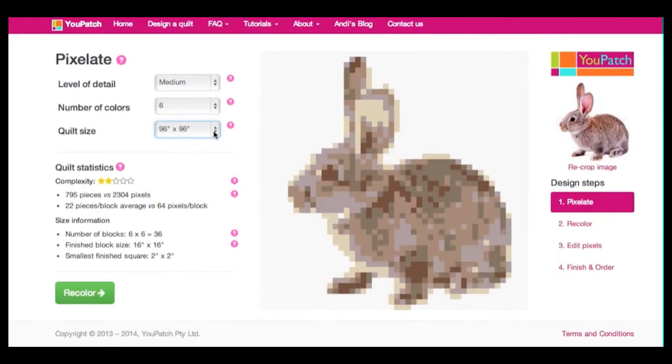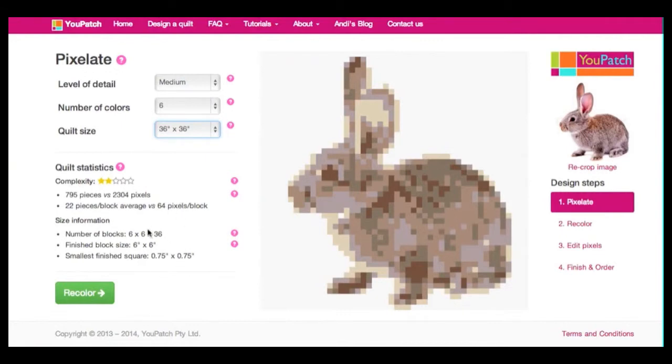But what will also change on this page when you change your quilt size is the size information down here. So at 72 inches squared you end up with 36 blocks at 12 inches squared, and the smallest finished square you're going to have is 1.5 inches squared. Or you might want a smaller quilt where we still have 36 blocks, but the blocks are now half the size. They're 6 inches squared, and our smallest finished square is 3/4 of an inch.